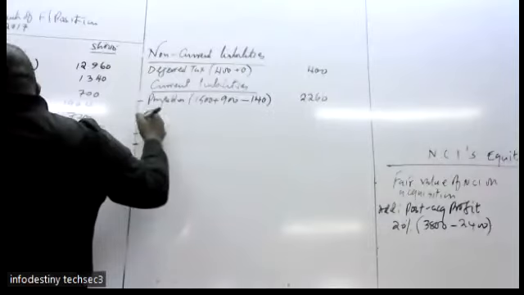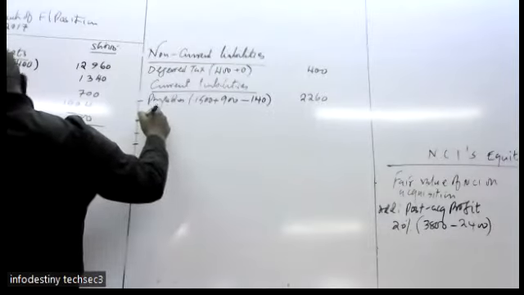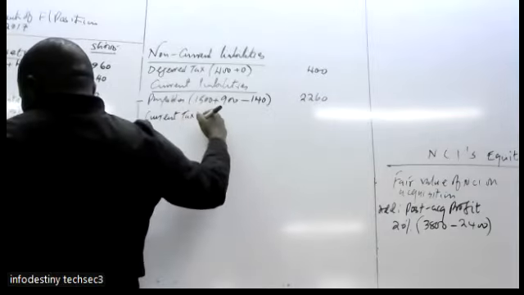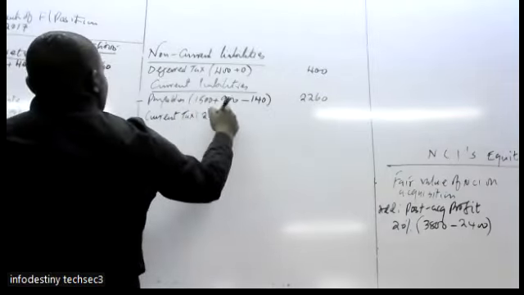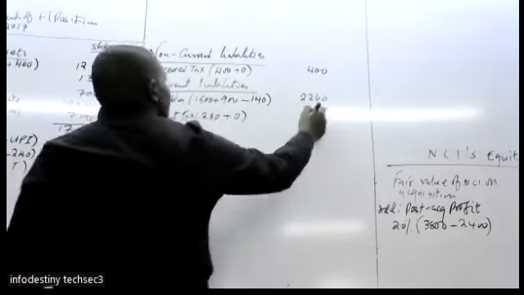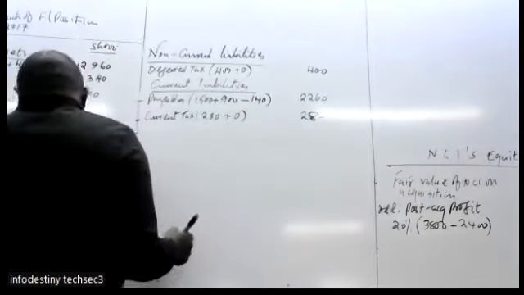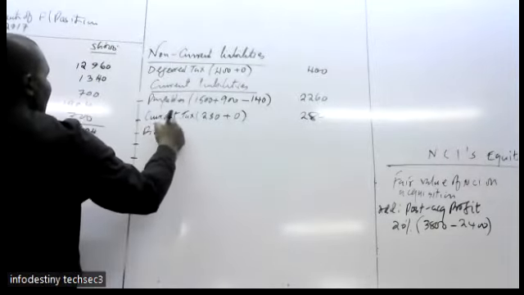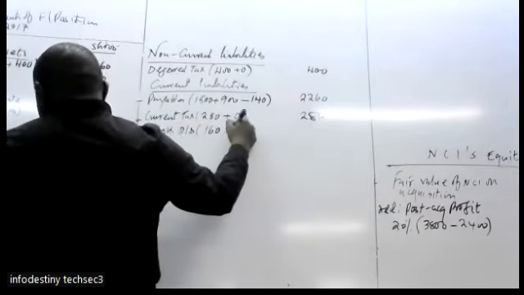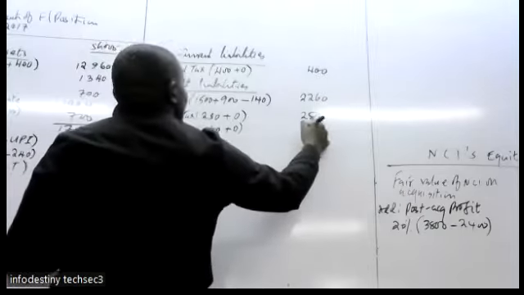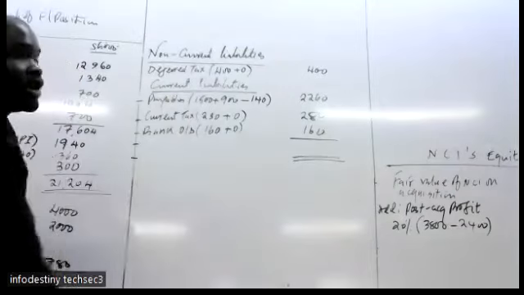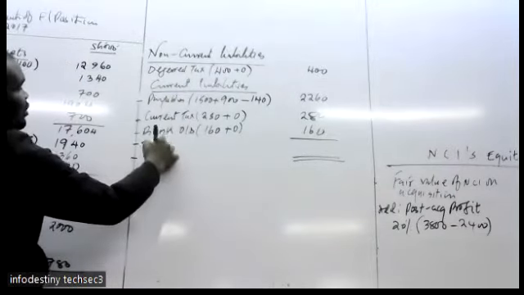Then after that we have current tax. Current tax, you add 280 plus 0, giving you 280. After that we have bank overdraft. Bank overdraft is 160 plus 0, that is 160. Total equity and liabilities.